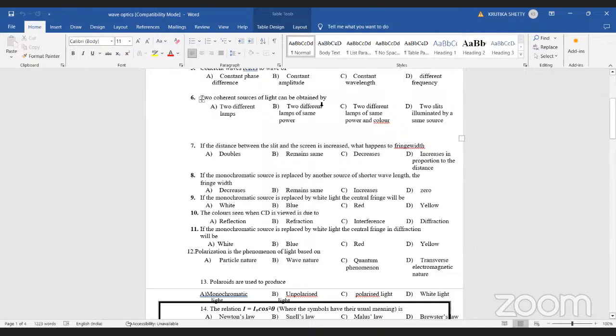Next, question number 6. Two coherent sources of light can be obtained by two different lamps of same power, two different lamps of same power and color, or two slits illuminated by the same source. Yes, what is the answer?